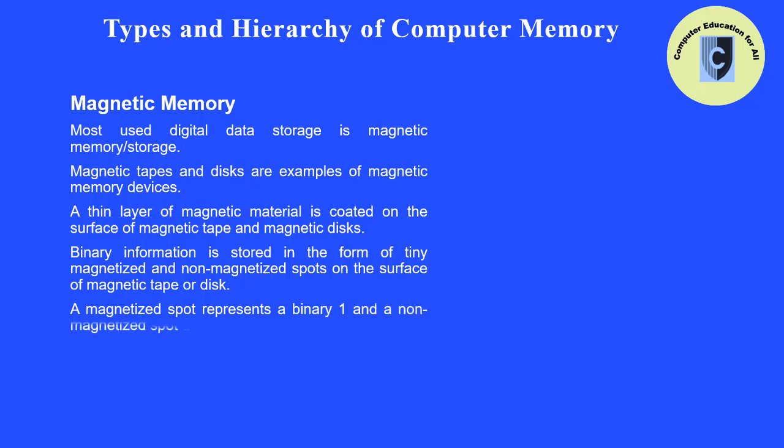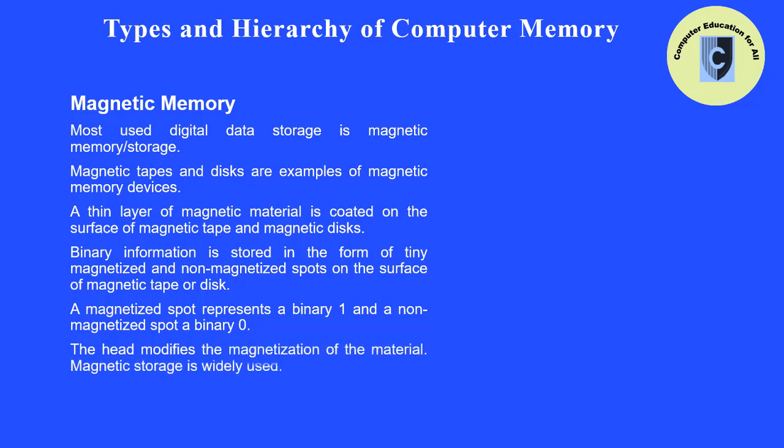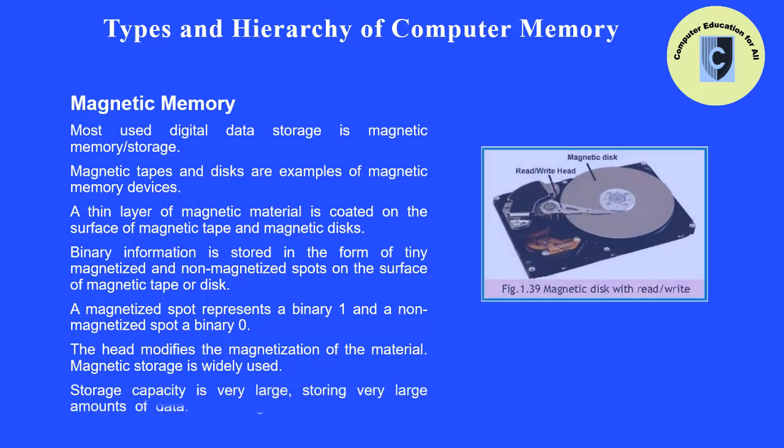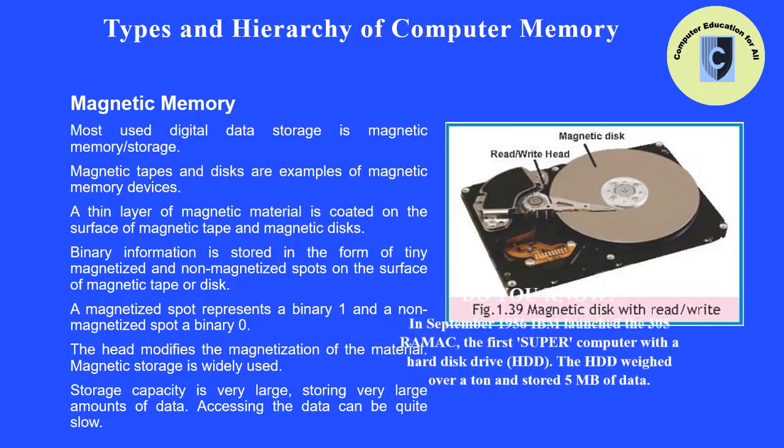Magnetic storage is widely used because it is relatively cheap in comparison with other storage technologies. The storage capacity is also very large, making it attractive for storing very large amounts of data. The major limitation of magnetic storage is that accessing the data can be quite slow. Hard disk is the common example of magnetic memory as shown in Fig. 1.39.